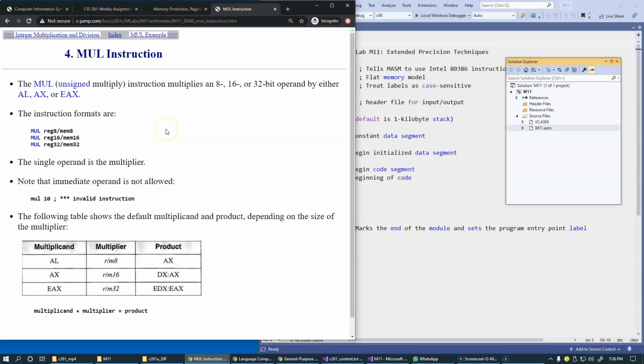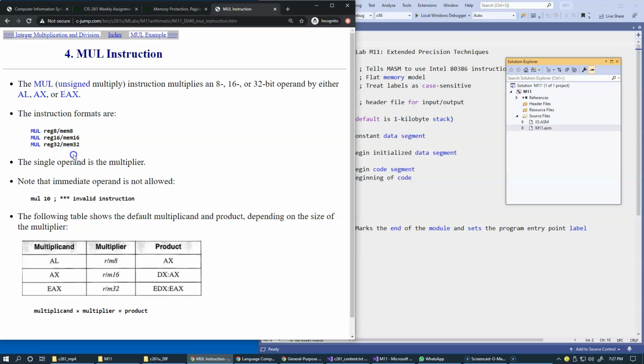So let's take a look at multiplication. First of all, this instruction, MUL, as we discussed, is unsigned multiplication. It allows us to multiply 8-bit, 16-bit or 32-bit operands by AL, AX or EAX. Therefore the instruction format uses only one operand, the multiplier, and the multiplicand is implied, depending on the data type we're using, which can be an 8-bit register or memory, a 16-bit register or memory, or a 32-bit register or memory.